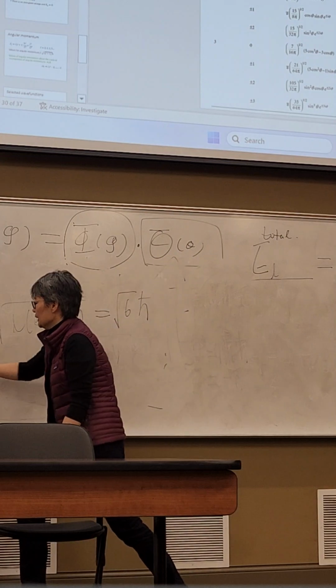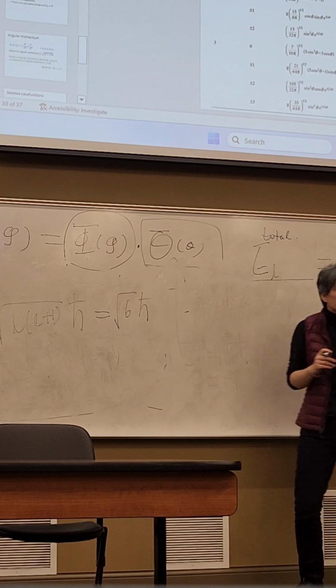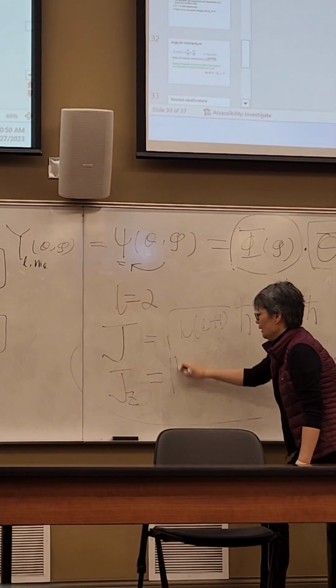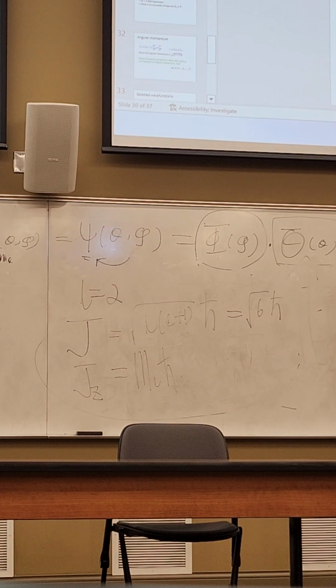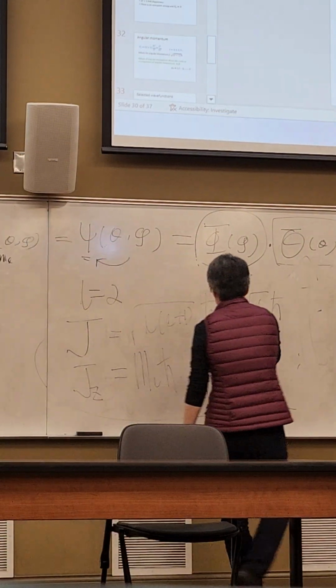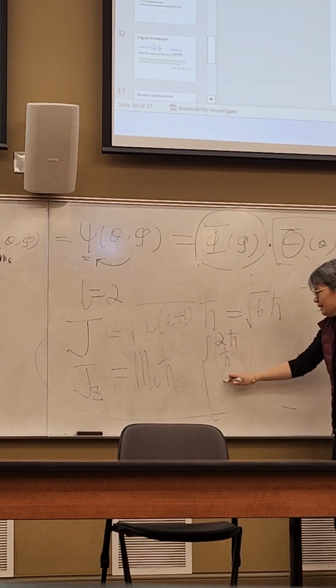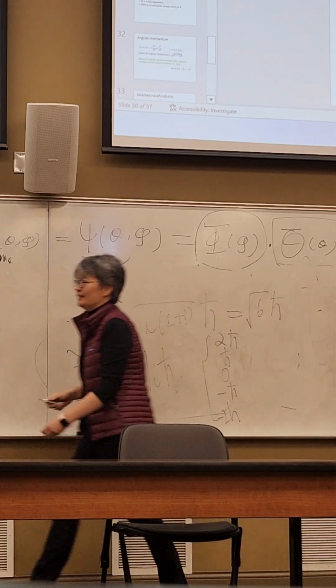How about the z component? The z component equals m sub L h bar. Yes? Now how many values do we have? 5. Wow. I think you guys deserve to leave early today. What are those 5 values? 2 h bar, h bar, 0, negative h bar, negative 2 h bar. Excellent, excellent. Okay, sounds good.